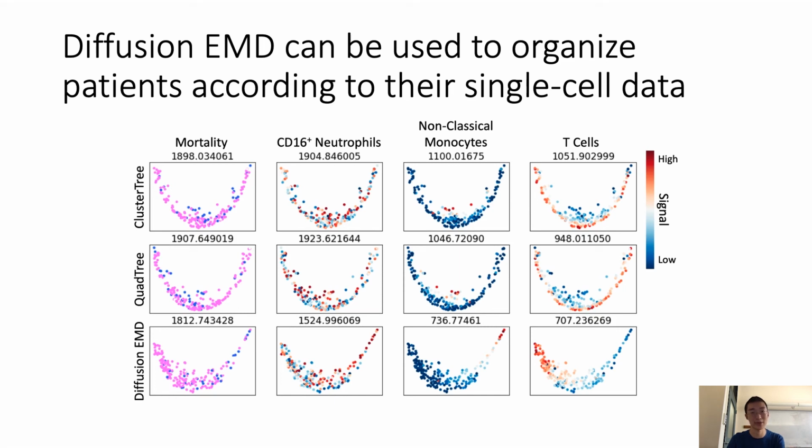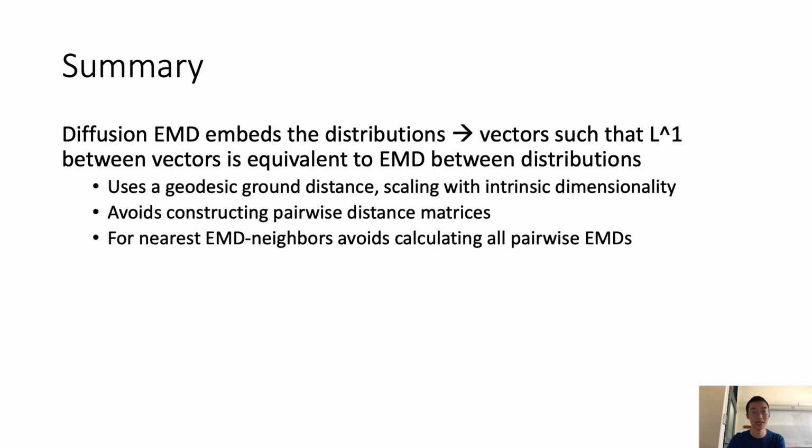In summary, diffusion Earth Mover's distance embeds distributions on the graph to vectors, where the L1 norm between vectors is equivalent to the EMD between distributions over a common manifold. By using a geodesic ground distance, we skirt around the problem of high-dimensional data, scaling instead with the intrinsic dimensionality of the manifold. By operating over a sparse graph constructed from data, we avoid computing and optimizing over a pairwise distance graph. And finally, for EMD nearest neighbors, we can avoid calculating all pairwise Earth Mover's distances by embedding to a vector space and exploiting the L1 geometry between vectors.